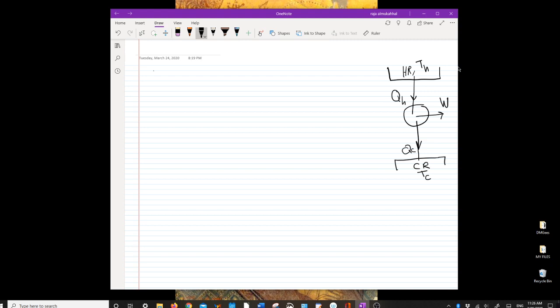For example, for the steam generator, the hot reservoir temperature is 100 degrees Celsius, the boiling temperature of water. And the cold liquid water would be maybe room temperature, something in the order of, let's say, 20 or 27 degrees Celsius. And so that's basically how it looks.